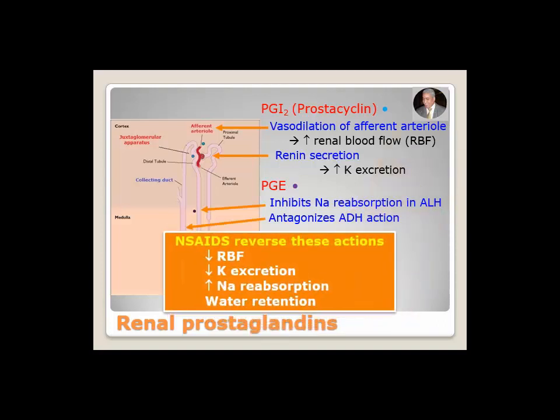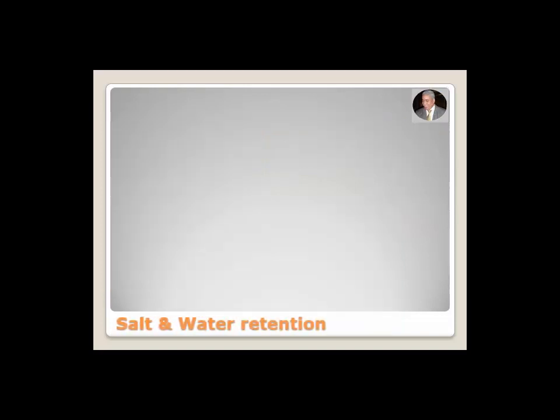Since the nonsteroidal anti-inflammatory drugs inhibit prostaglandin formation, we expect that they will: 1. Decrease renal blood flow and glomerular filtration rate. 2. Decrease potassium excretion. 3. Cause sodium retention in excess of water. Sodium and water retention is the first marker of renal affection.